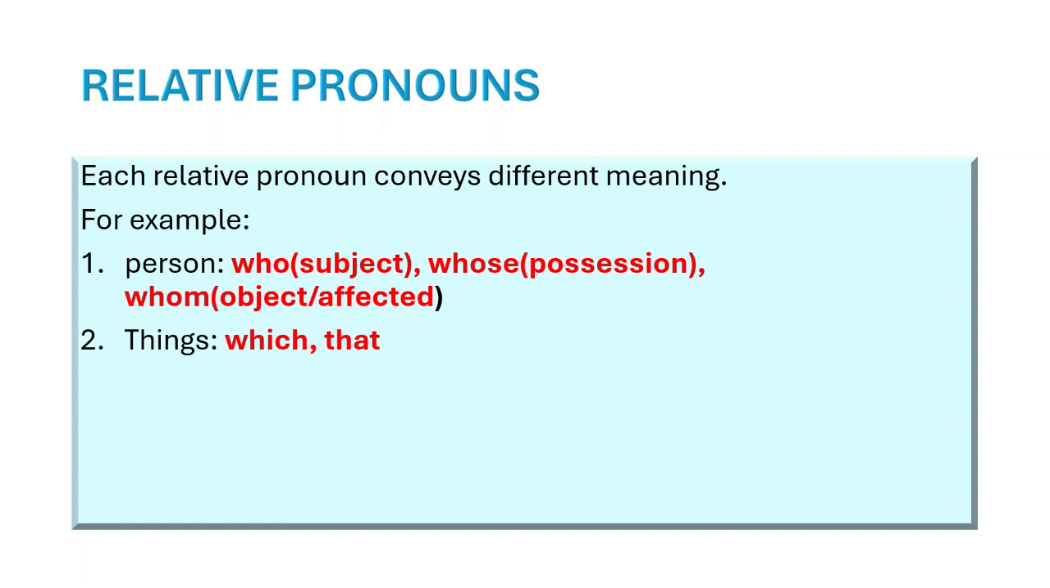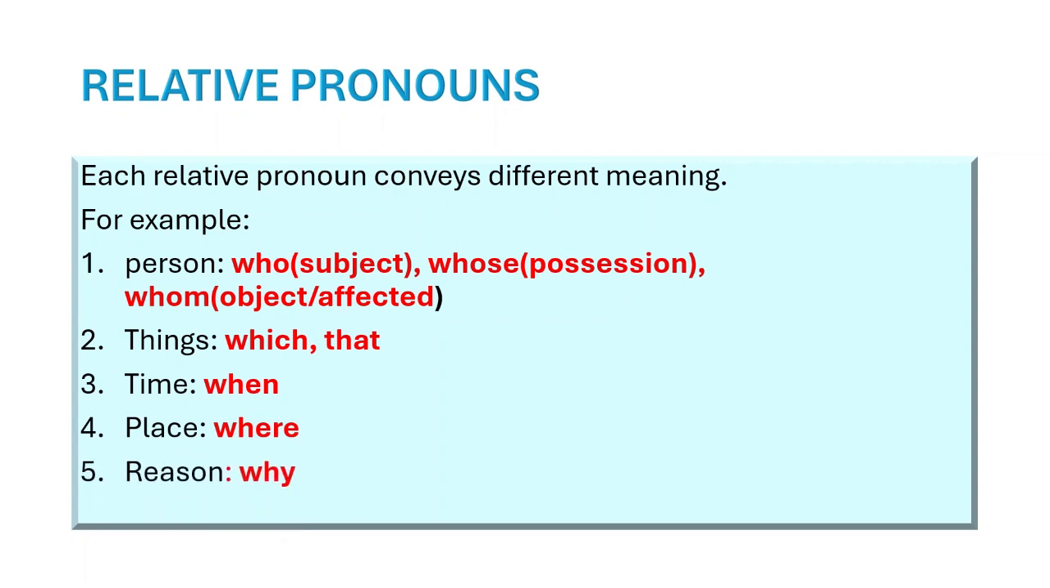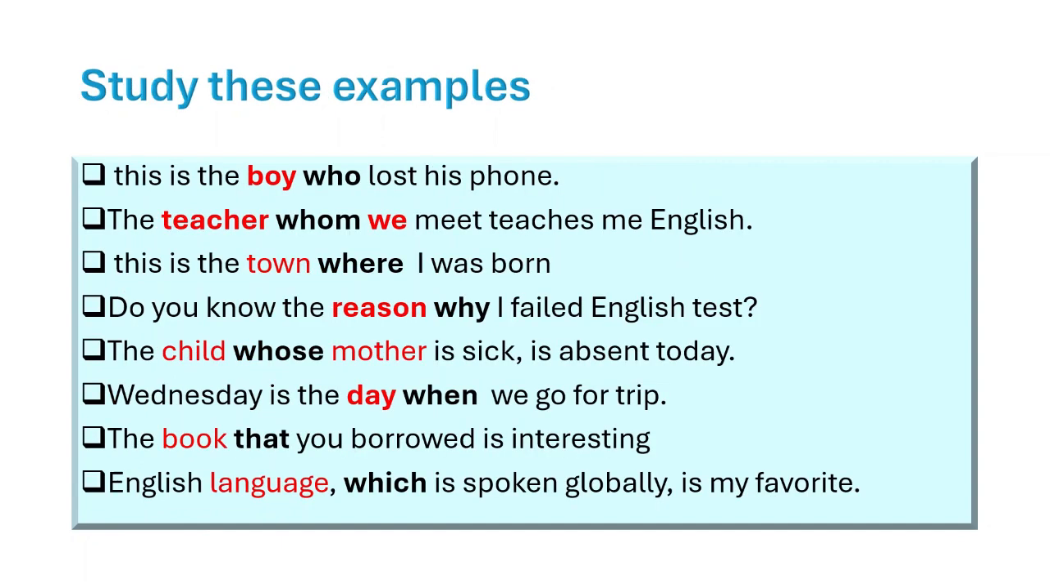Number 2, some relative pronouns convey or reflect things, for example which and that. It can convey time, like when. It can convey place, like where. It can also convey reason. Here there is why. Why reflects the reason. So study these examples and see how they are used.